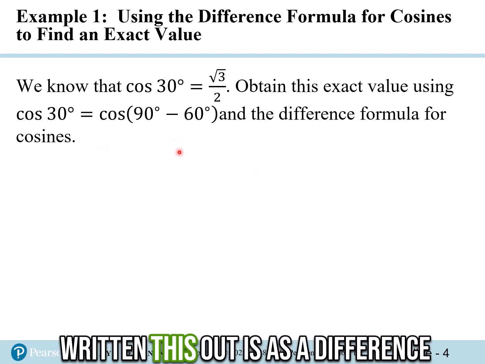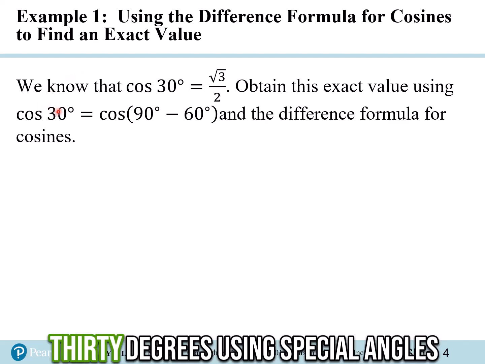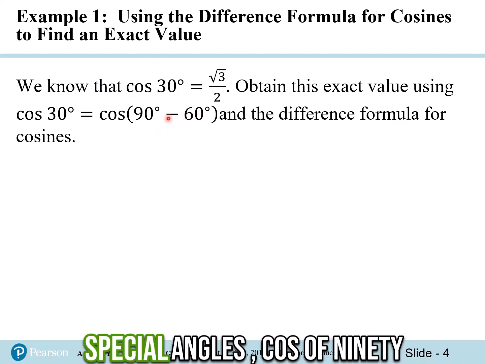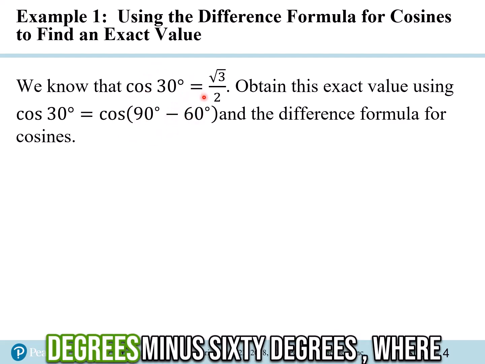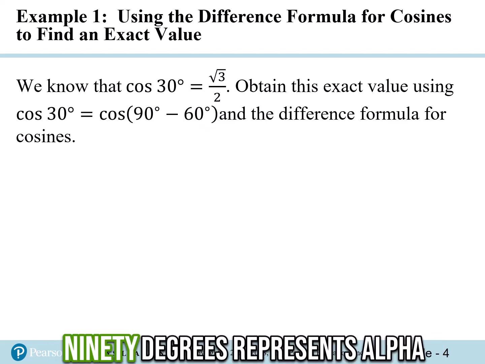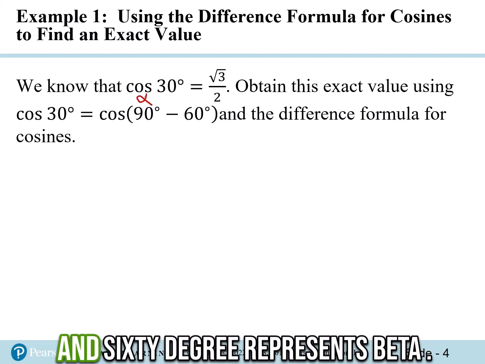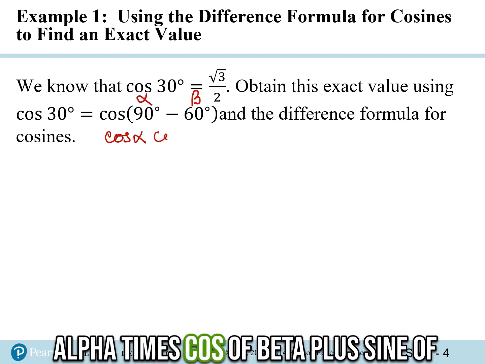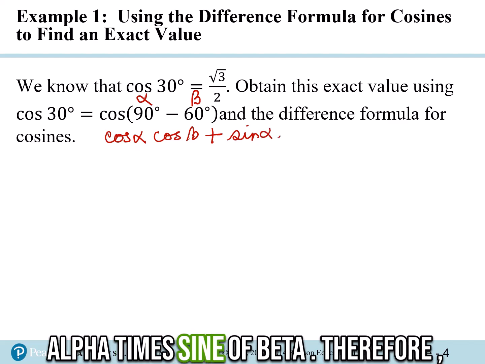So the way they have written this out is as a difference of two angles. They've rewritten 30 degrees using special angles and using the difference of two other special angles. Cos of 90 degrees minus 60 degrees, where 90 degrees represents alpha and 60 degrees represents beta. Let's write out the formula for the difference of cosines. That's cos of alpha times cos of beta plus sine of alpha times sine of beta.